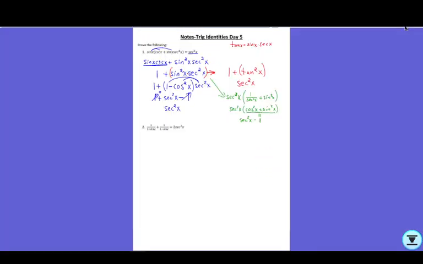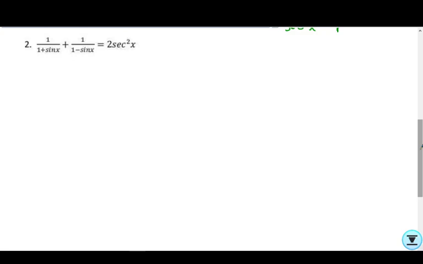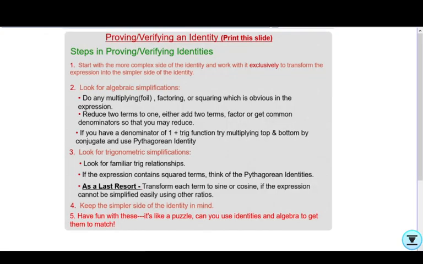Now, with the second problem, we're looking at it. Two things stand out right away. If you look at the steps that I've given you, again, start with the more complex side. Number 2, look for algebraic simplifications: multiplying, factoring, squaring. The second bullet says reduce 2 terms to 1. Either add 2 terms, factor, or get common denominators so that you may reduce.